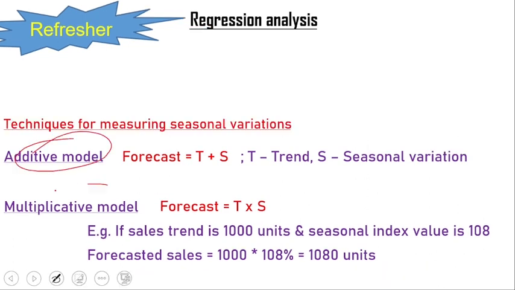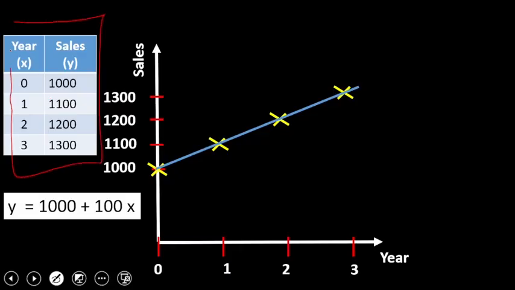Before I brief about the additive and the multiplicative model, let's just understand what this seasonal variation actually means. Now, just assume that you are into the business of manufacturing and selling ice creams. Let's take a look at your sales performance over the years. This is the sales that you have achieved over a 4-year period. 0 represents the first year of operation.